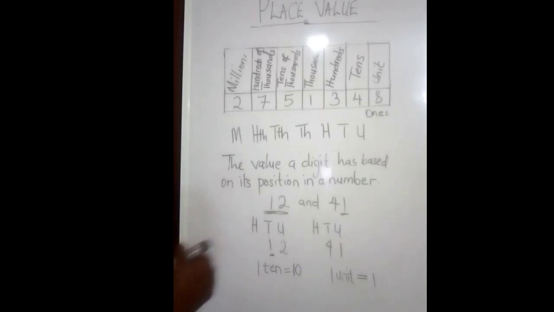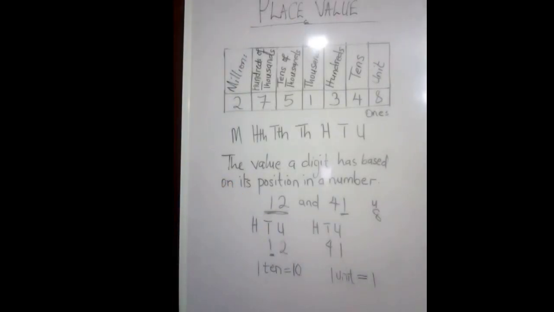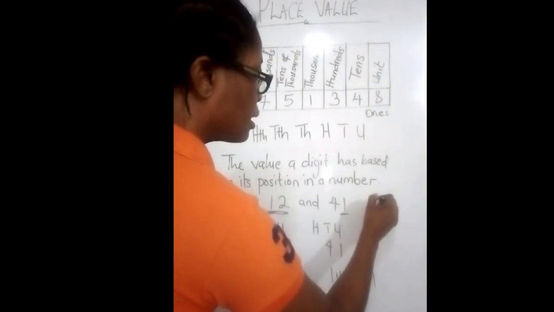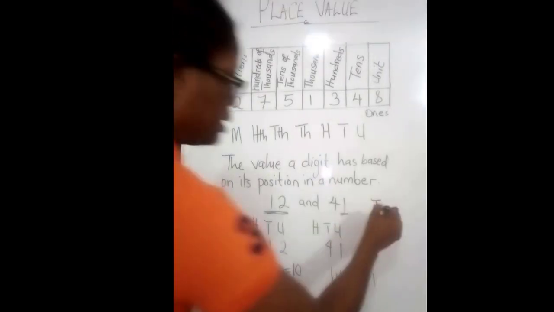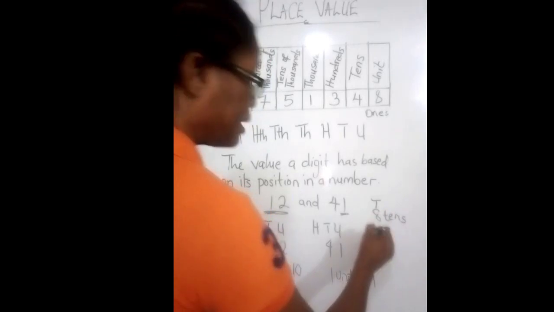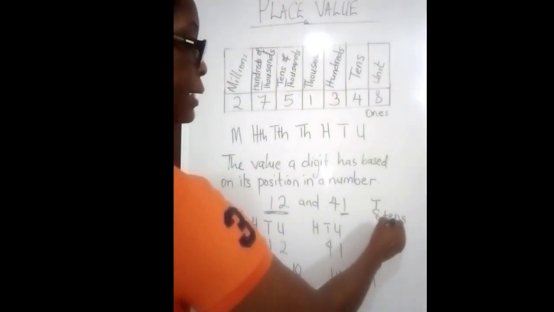Like, you can't just see 8 anywhere and say 8 is 8. No. If 8 is under unit, yeah, then 8 is 8. But if 8 is under tens, wow, you can't say 8 is 8. Here it is 8 tens. And 8 tens is what? 8 in 10 places, and that means 80.